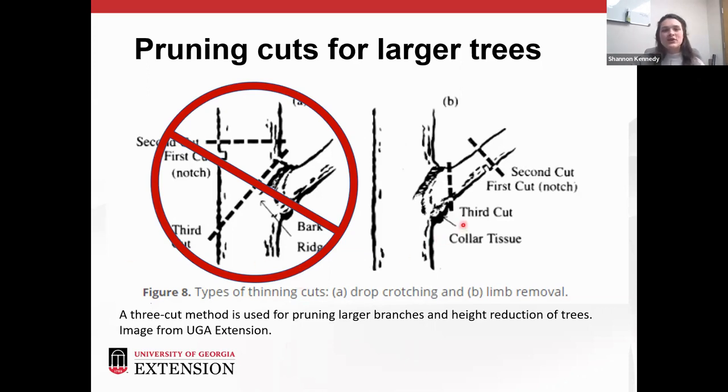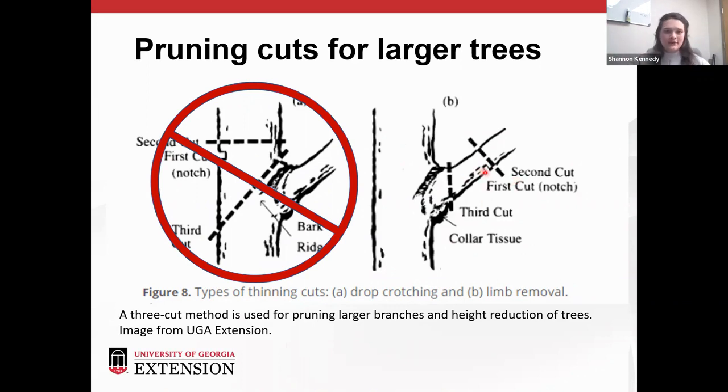Okay. So your first cut is actually just a tiny little notch, a couple of inches away from the joint, right? And this notch ensures that when you take the rest of the branch off, the bark doesn't get stripped down when the branch starts to fall. It's like an insurance cut.